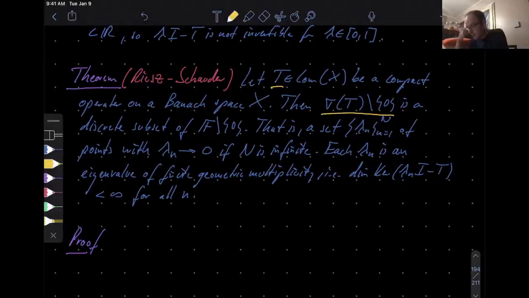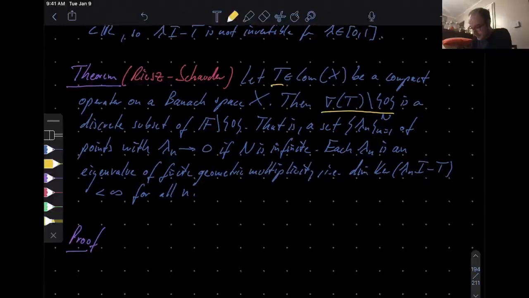But if we throw out 0, then the rest is a discrete subset of the underlying field, well, minus the 0, obviously. All right, what does this mean, discrete subset? Well, a set of points that you can enumerate, lambda sub n from 1 to capital N. Capital N could be infinity. Of points, but if it is infinity, then they can only accumulate at the origin. They cannot accumulate anywhere else, right?